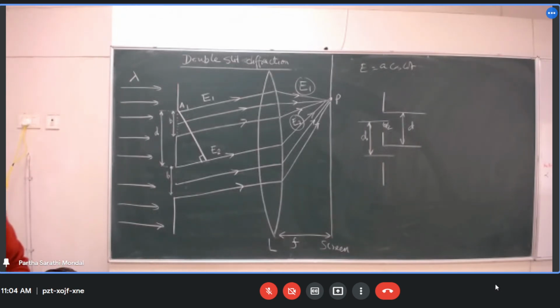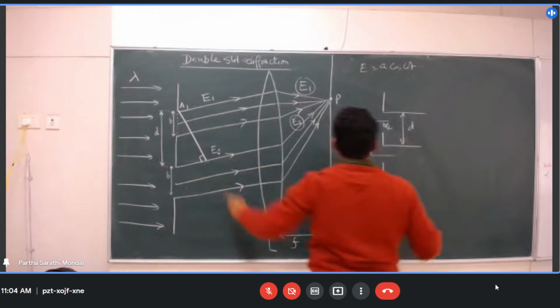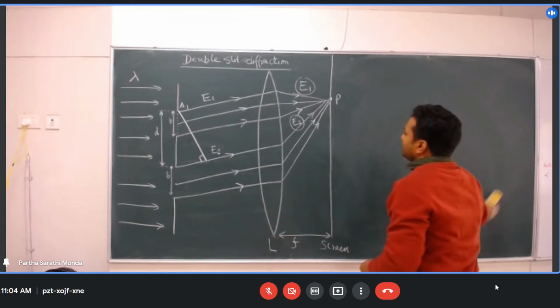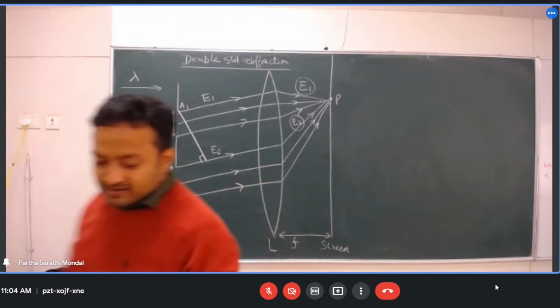समझ में आ रहा है? Yes, sir. Okay, so now I have to find out the E1 and E2 and then we will interfere them and find out the resultant wave at P.